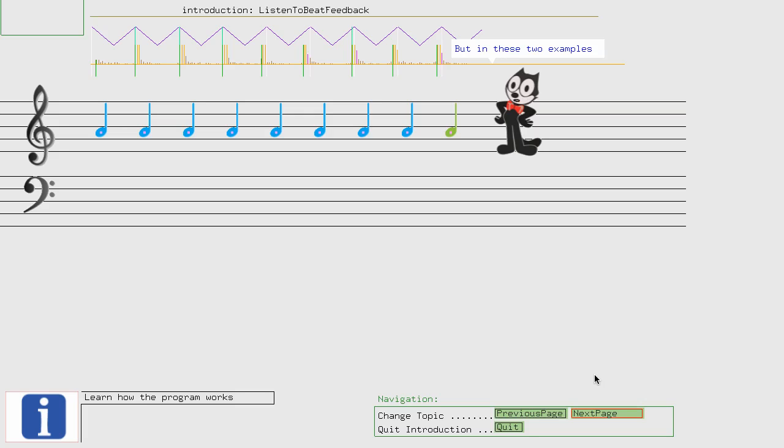But in these two examples, there is more than only beat. There is rhythm. Rhythm gives music the soul. Listen carefully to this sample of the king of rock and roll.